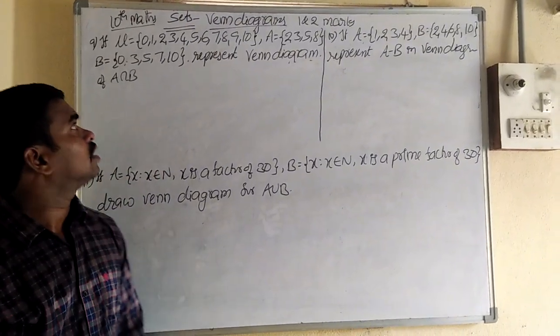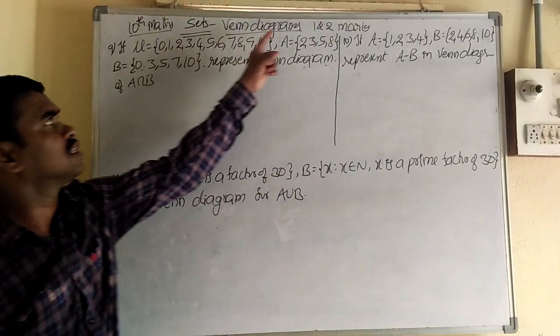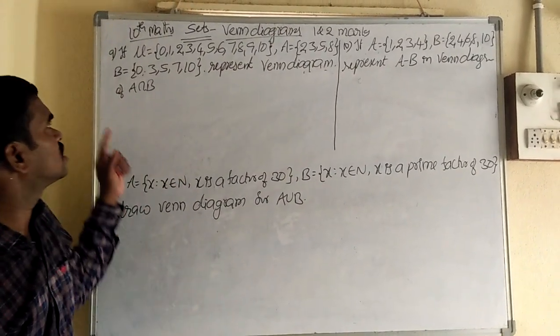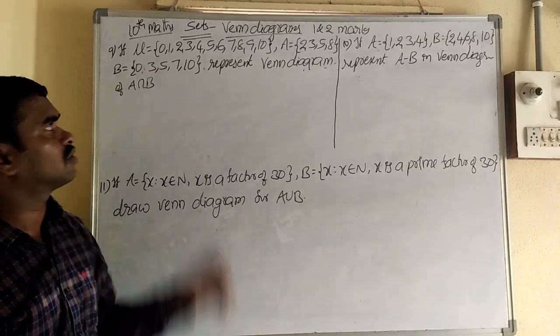Friends, in the other video, sets 1 and 2 marks questions, up to 8 questions are completed. So now I'm going to explain Venn diagrams, starting from the 9th question.